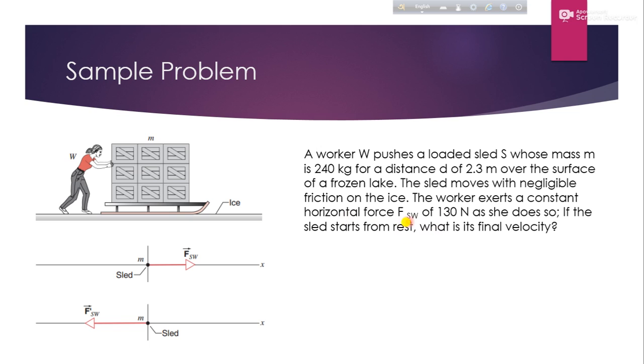So the force is fixed, and it is named FSW because the force is acting on S and it is coming from body W. The worker's body is W. The value is given. If the sled starts from rest, so the initial velocity is 0, then we need to find the final velocity. This is the problem.